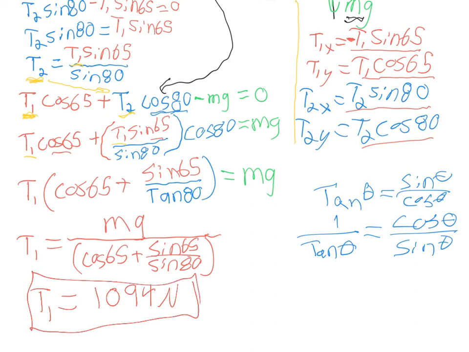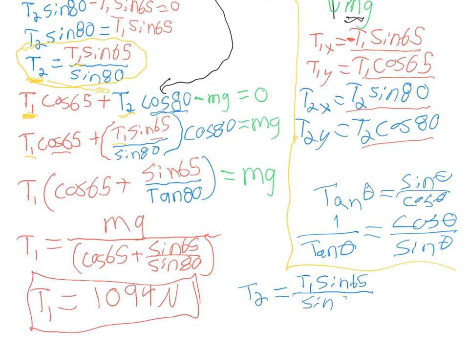So we're almost done. We solved for T1, but we're also asked to solve for T2. How are we going to solve for T2? Well, if we look up here, look at what we have right here. We already solved for an equation, what we used in our substitution, that tells us what T2 is in terms of T1. So we can just go ahead and use that all over again. So let's go ahead and rewrite that equation that we already discovered. T2 equals T1 times the sine of 65 divided by the sine of 80.